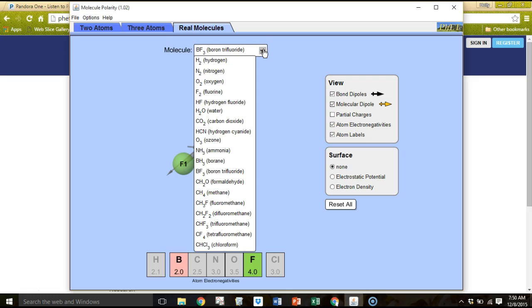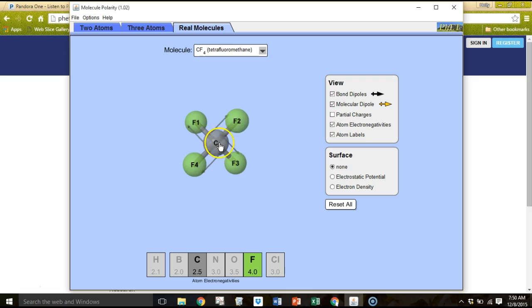Let's look at another example here. So CF4. This contains polar bonds. Carbon and fluorine, there's their electronegativities. The difference is 1.5. Those should be polar covalent bonds. We look at our individual bond dipoles, and those are being pulled towards the fluorines. So all the F's would technically be partially negative if you look at how the electrons are being distributed.